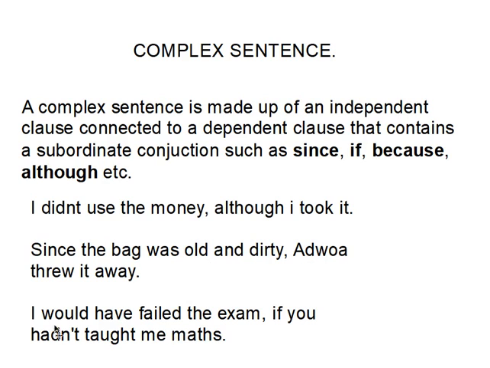In the last example, we have, I would have failed my exam if you hadn't taught me maths. If you hadn't taught me maths cannot be said on its own. It doesn't make sense standing on its own. But I would have failed the exam makes sense standing on its own. So this is the independent clause, and this here is the dependent clause. And together they form the complex sentence.